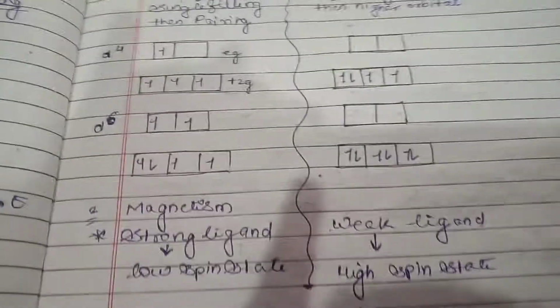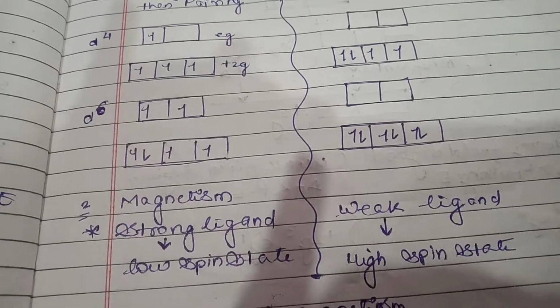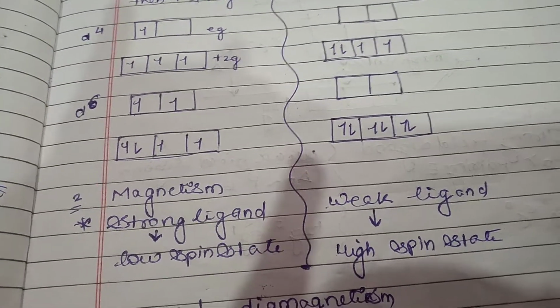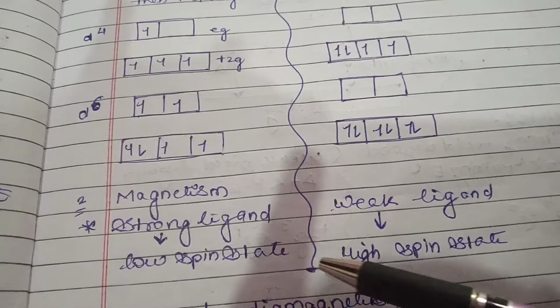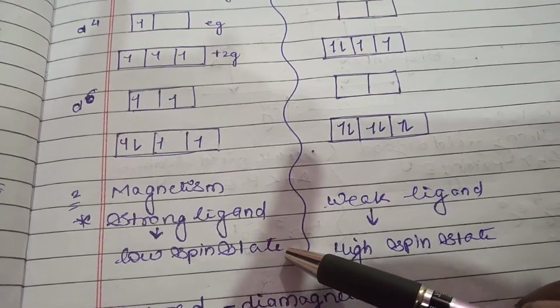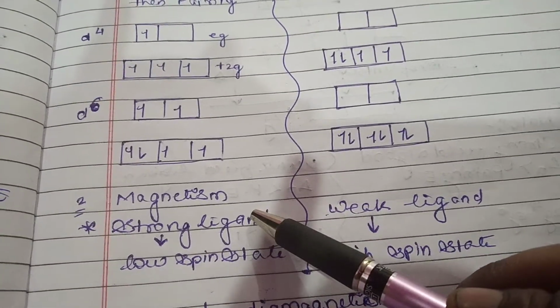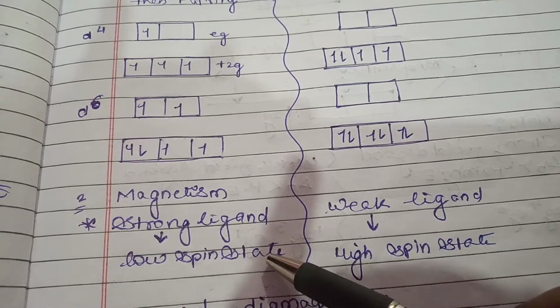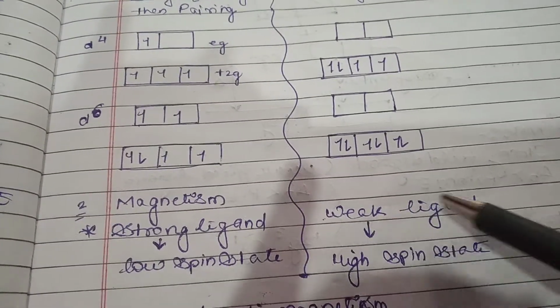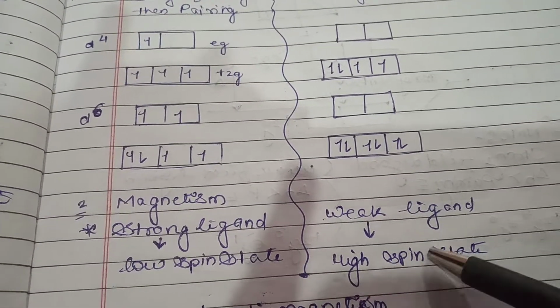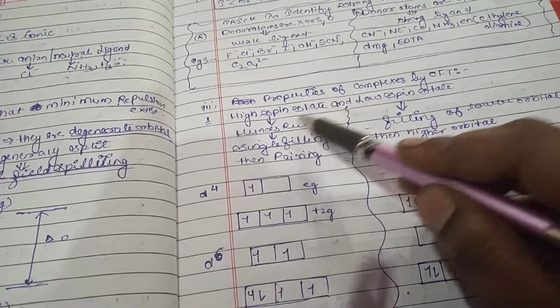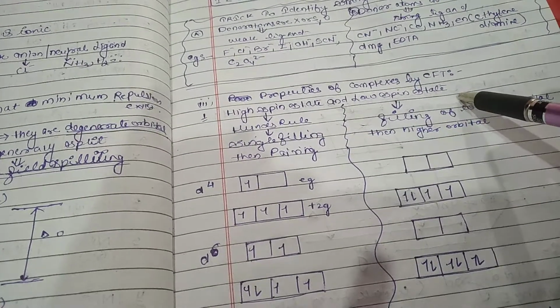The question arises: when is a complex said to have a high spin state and when is it said to have a low spin state? For that, we have to remember this terminology. When the ligand is strong, it will have a low spin state, and when the ligand is weak, it will have a high spin state. Okay, now we know when high spin state and low spin state will exist.